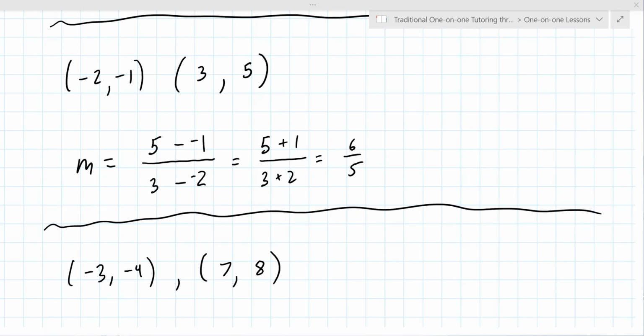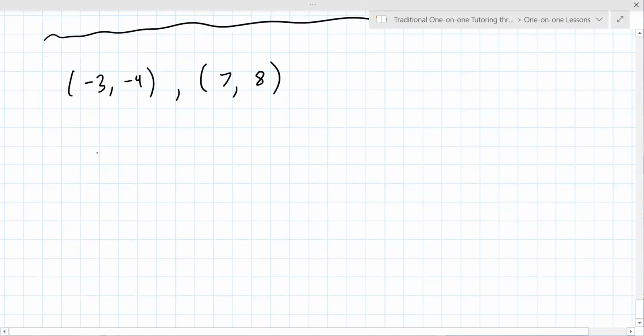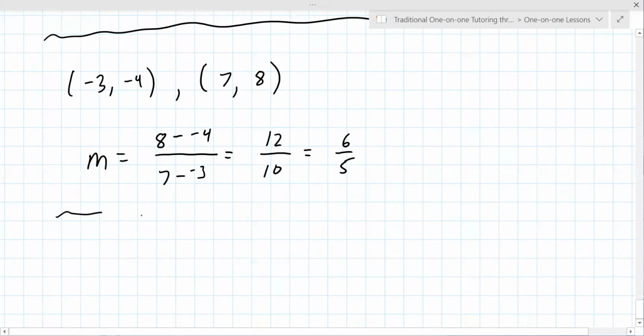Six fifths. Okay, let's look at it together here. So it's 8 minus minus 4 over 7 minus minus 3. So that becomes 12 over 10, which is 6/5. Very good. Okay, let's try another one.